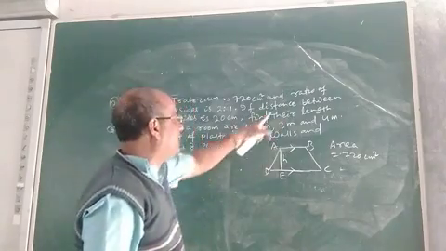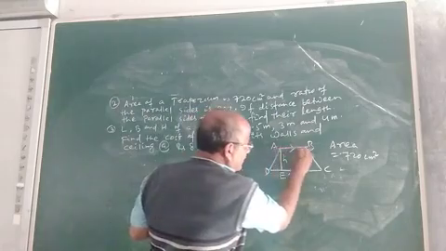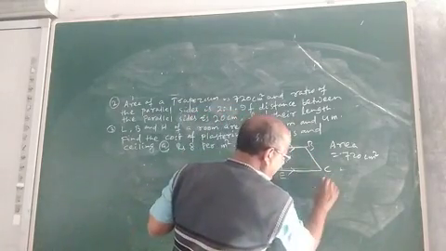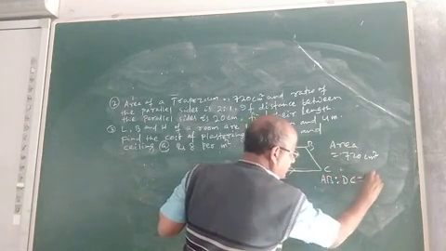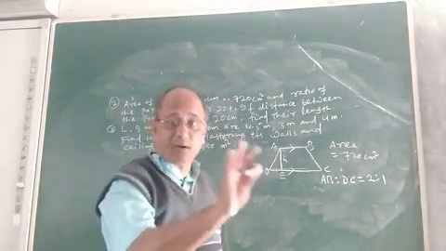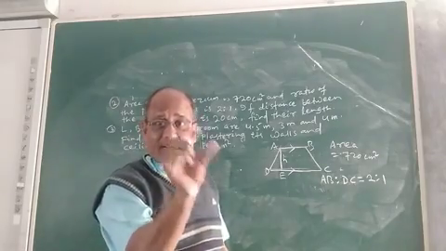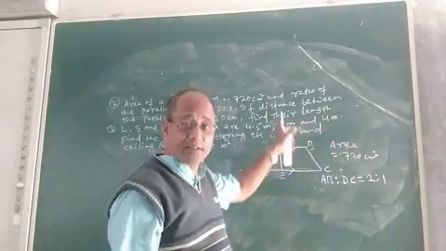And what else is given? A ratio of the parallel sides. That means the ratio of AB and DC is given. AB is to DC is given as 2:1. The ratio of the two parallel sides is given, but we are not given the lengths of the two parallel sides. We are given the ratio only.